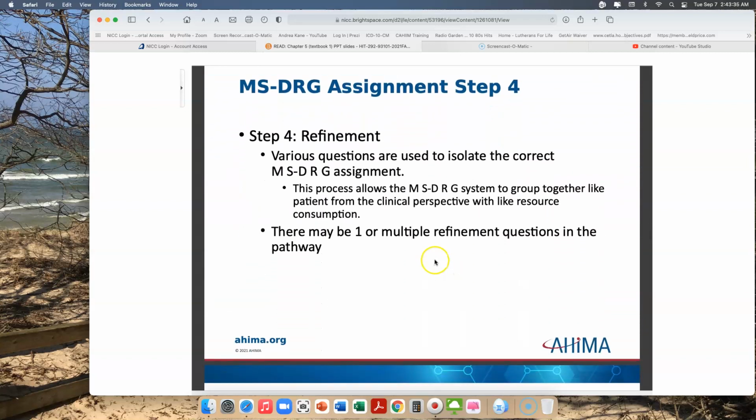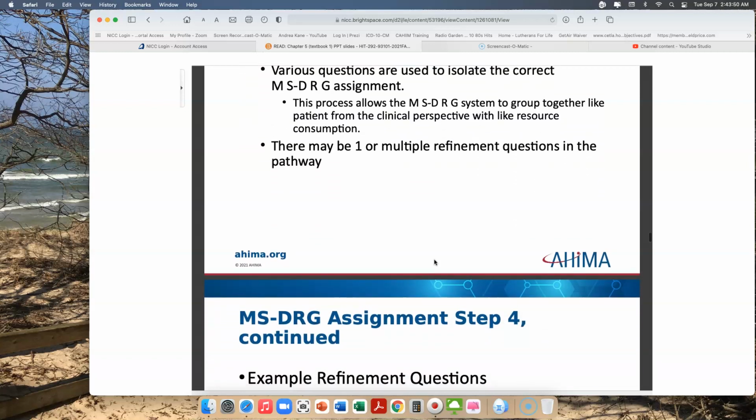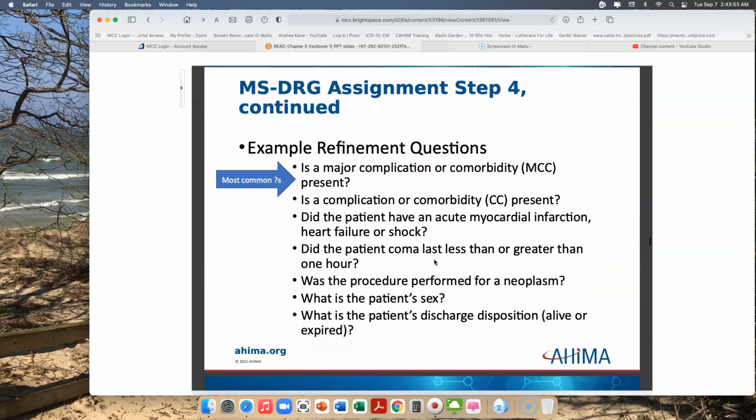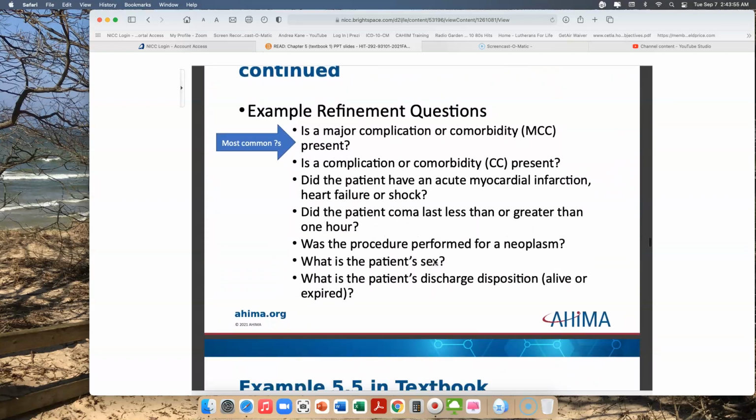From there you refine. Various questions are used to isolate the correct MSDRG assignment, because this is what allows the MSDRG system to group together like patients from the clinical perspective with like resource consumptions. So there can be one or more refinement questions in the pathway. For example, is there a major complication or comorbidity present? Is there a complication or a comorbidity present, or is there neither of the two? Did the patient have an acute AMI, heart failure or shock? Did the patient have a coma? Did the patient have a coma that lasted less than or greater than 1 hour?